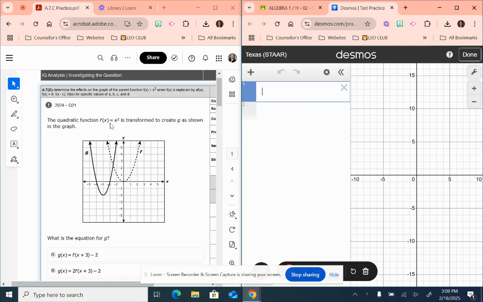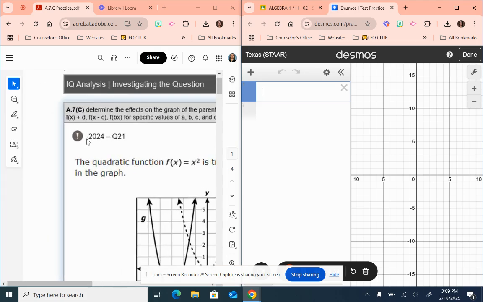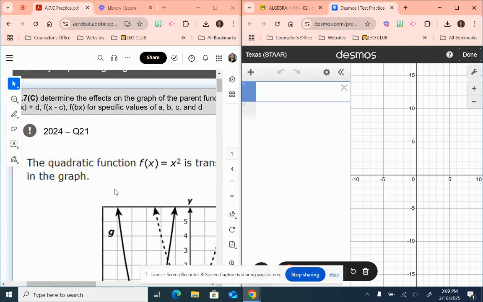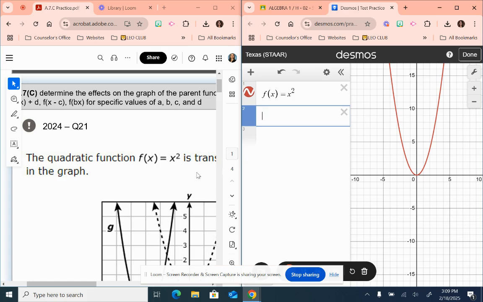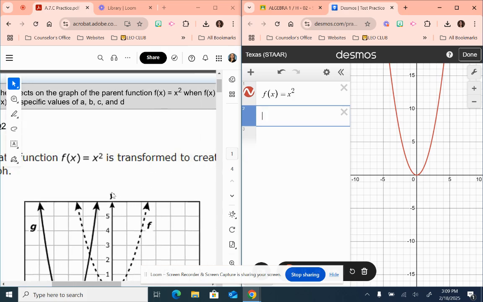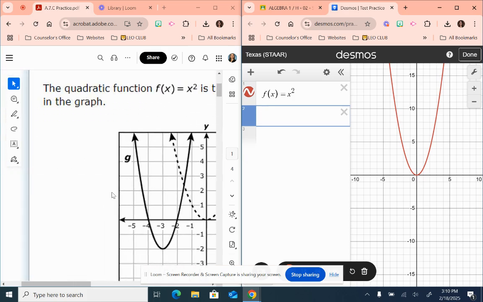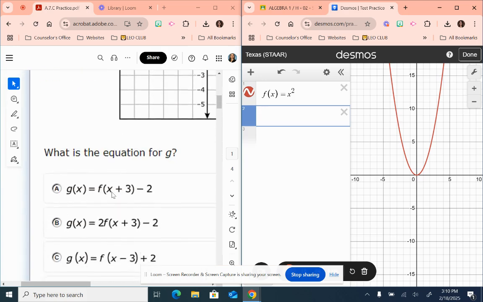If you see the question on your left-hand side, it says the quadratic function f of x is equal to x squared is transformed to create g as shown in the graph. So I'm going to zoom in a little bit so that you can see it's a little small. I know that the first function, I can type in exactly the way I read it on the screen. So I'm just going to type in f of x equals x squared. However, I know that it got transformed. I just don't know what the new function would be.